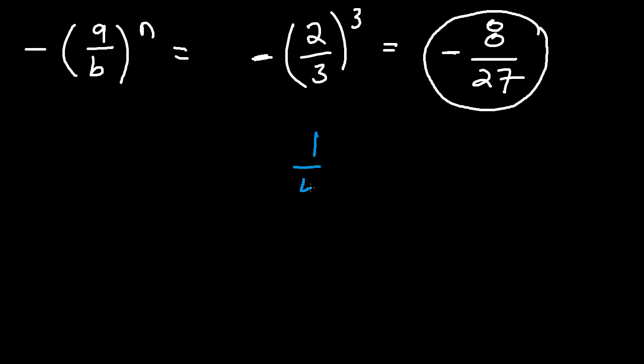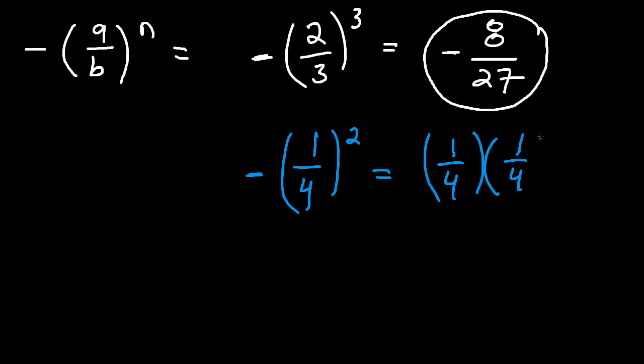Okay, so let's see another example just to clarify that. So let's say we had 1 over 4 to the power of 2, but then it was negative. How would you do this problem? Well, you would just do 1 over 4, right, times 1 over 4, which is, well, 1 times 1 is 1, and then 4 times 4 is 16. So 1 over 4 times 1 over 4 is 1 over 16. But then we have the negative up front. Well, we just add the negative up front here. So then we get, as our answer, negative 1 over 16.